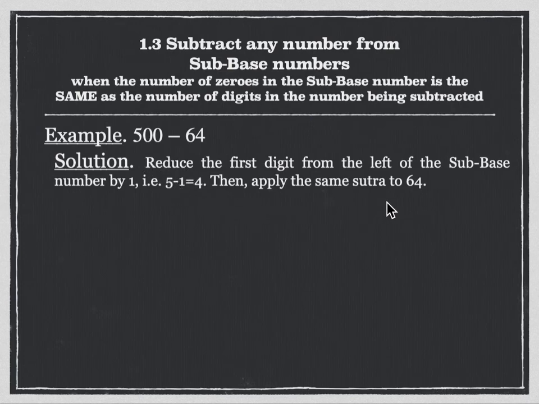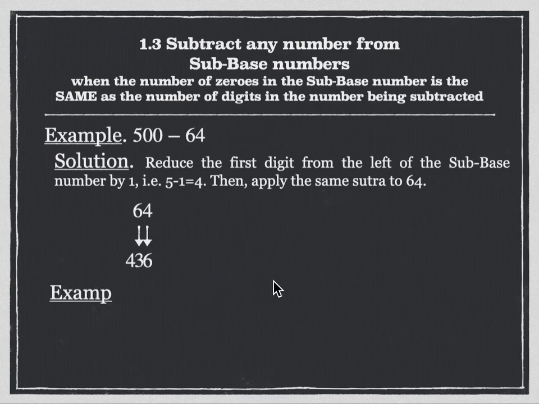That's going to give us 4 in the hundreds place. Then apply the same sutra, which is the Nikhilam Sutra, all from 9 and the last from 10, on the 64. So we write 4 in the hundreds place, and then what do we add to 6 to make it 9? That's 3. And since 4 is the last digit, what do we add to 4 to make it 10? That's 6. So the answer is 500 minus 64 is 436.